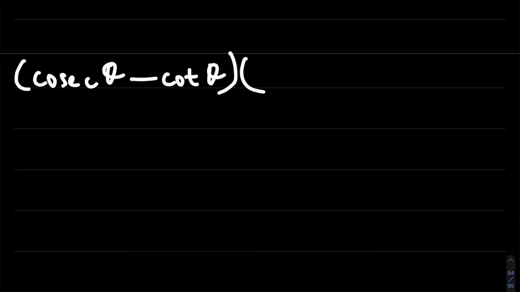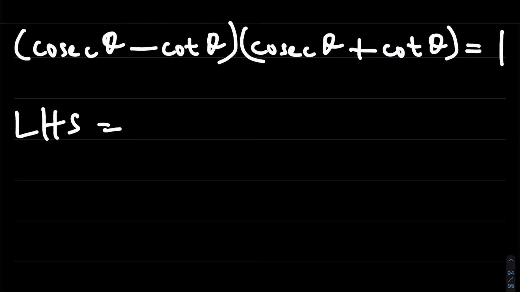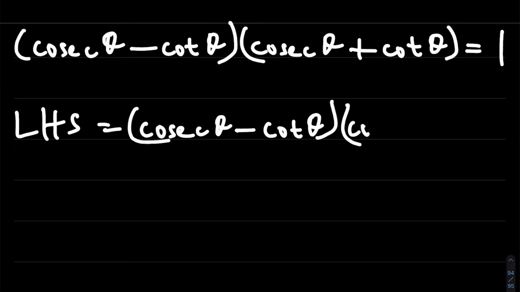The first one is: show that (cosec theta minus cot theta) times (cosec theta plus cot theta) equals 1. As usual, I'm going to show that the left hand side is equal to the right hand side. Let's write what the left hand side is: cosec theta minus cot theta times cosec theta plus cot theta.